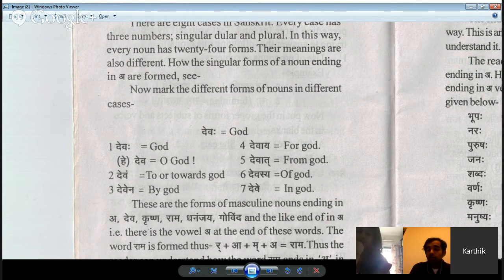For instance, let us say Ramaha Khadati. Now Khadati is an action. He eats. Rama eats. Ramaha Khadati. Okay. So now Khadati is to eat. Ramaha Khadati is Rama eats. Now if I want to say Rama eats a Modakam. Modakam is a laddu. Okay. Ramaha Modakam Khadati. Let us say Rama eats a laddu.